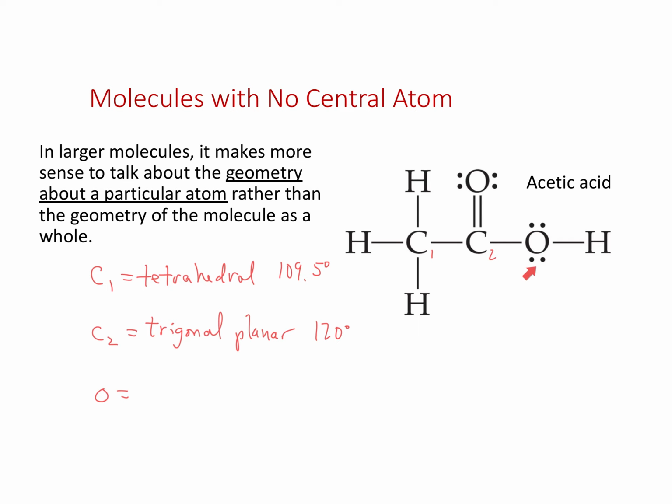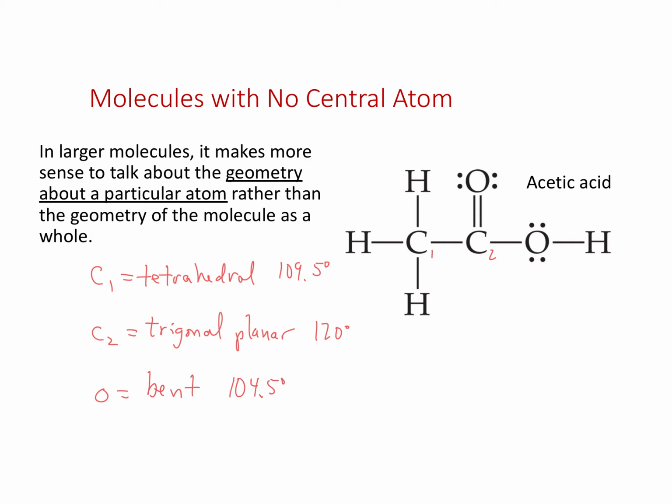And now for the last one, oxygen. Oxygen has 1, 2, 3, 4 electron domains. Of those 4 electron domains, my electron domain geometry would be tetrahedral. Of those electron domains, 2 are non-bonding and 2 are bonding. And that would put us in the bent molecular geometry with, again, about a 104.5 degree bond angle.